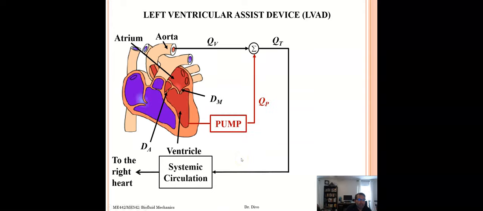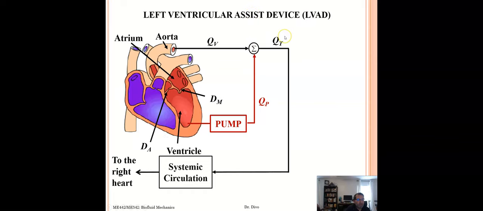So what is done is there's a parallel branch to the circuit, in which blood is collected from down here from the ventricle and sent over as an addition to the total flow ejection, or the cardiac output, producing what's called a total blood flow into the circulation that hopefully will satisfy the physiological demand. So how do we know that this will satisfy the physiological demand?